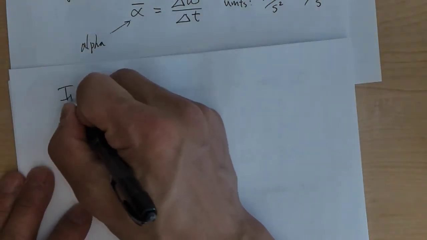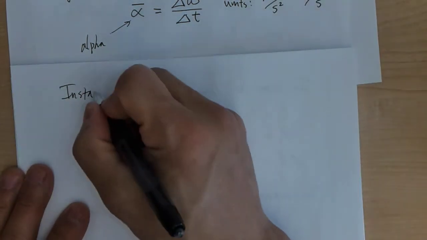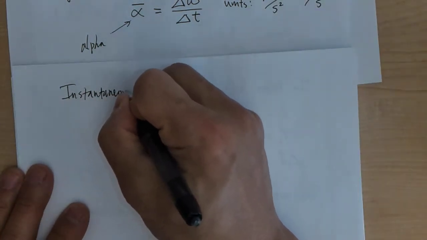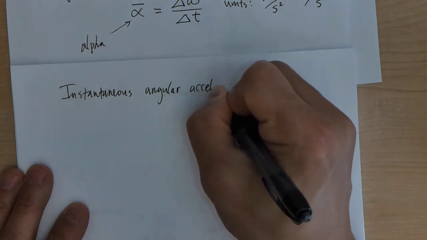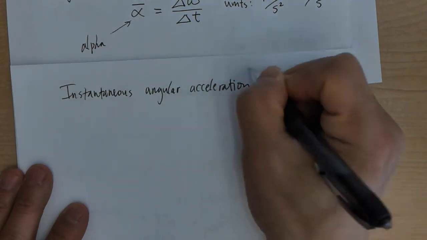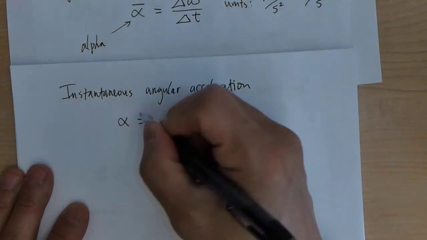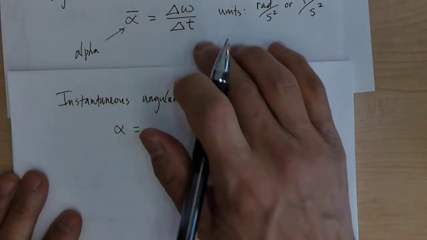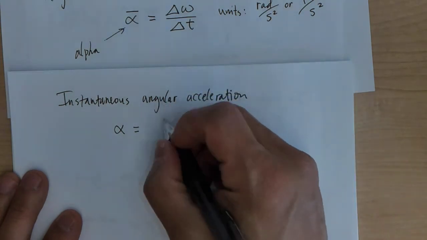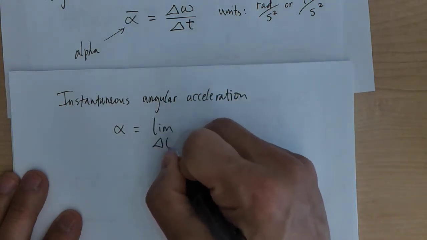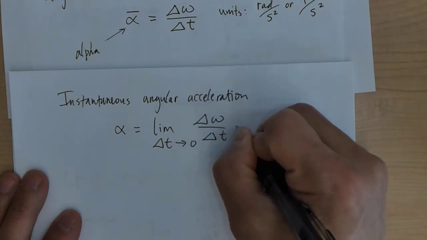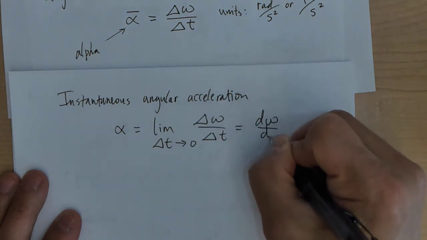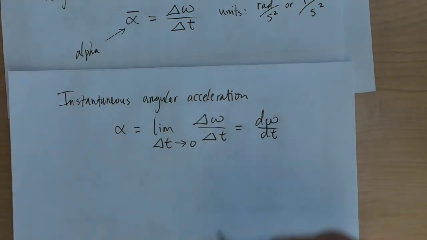And the instantaneous angular acceleration is alpha without the average sign, without the bar. And this will be alpha is equal to the limit as delta t goes to 0 of delta omega over delta t, or the time derivative of the angular velocity.